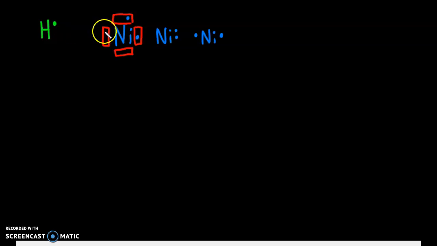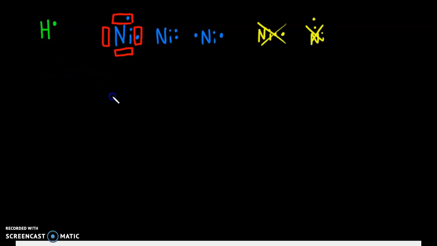A different color here, I'll do yellow. So here are some unacceptable options. Here's nickel, and I'm putting two dots there. No. Here's nickel, and putting two dots like up here. No.